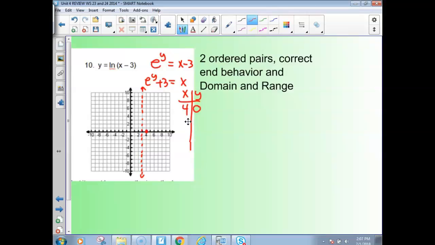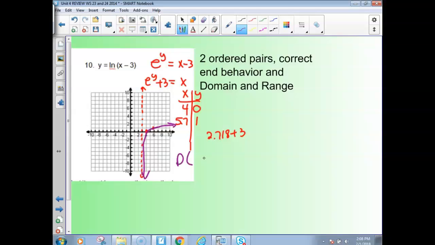Did anybody plug something else in? Like if you put in 1 for y, e is 2.718, blah, blah, blah. If you add 3 to that, that'd be about 5.71. So what's happening is this is coming up along the asymptote, then going through the x-intercept at 4, and then turning.